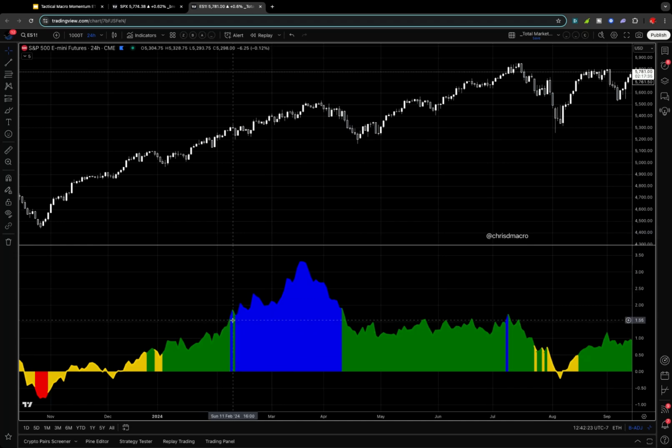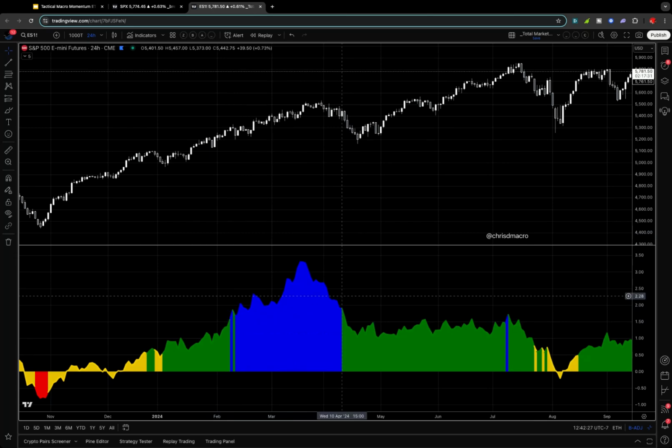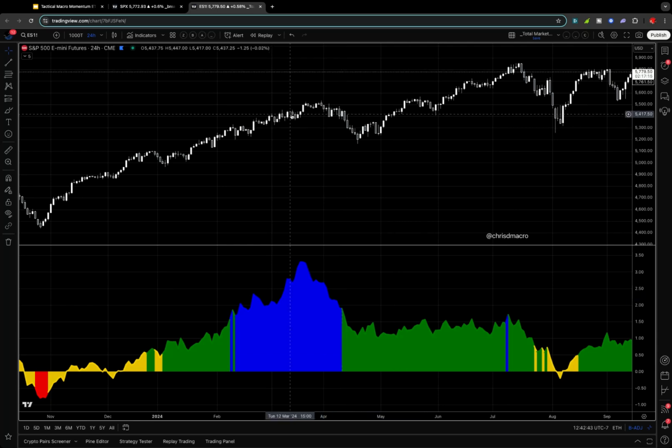And so when that happens, you get this blueprint on the histogram down there. And that blue is just saying, hey, we're in a highly fragile, volatile bull market. And the way we wear that out is we either go sideways for a while or we have a steep decline. And we kind of had both here. So we had a decline.